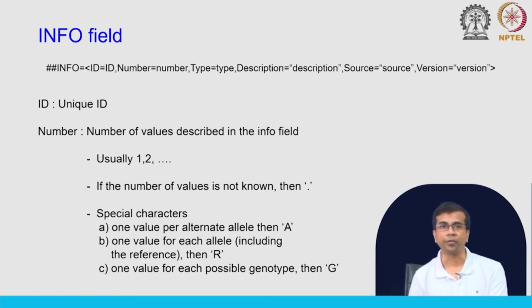You can have a second situation where one value for each allele including the reference will be given, then we will use the letter R for number equals R. And you can also have one value for each possible genotype, then we will use the letter G. Okay. So, these are the possibilities that we have for the number field.